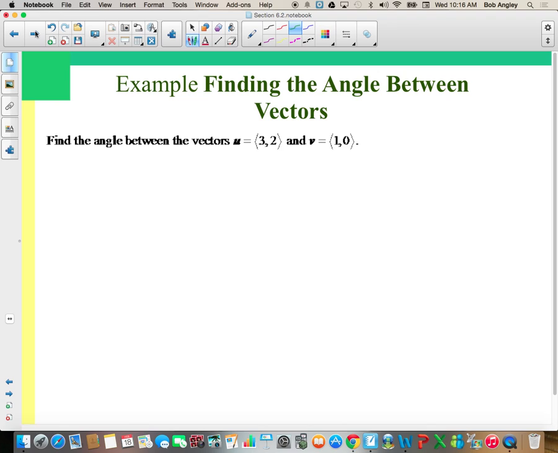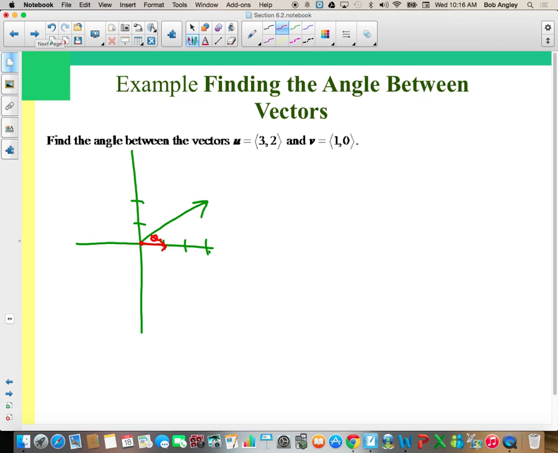All right, now on this one it says find the angle between the vectors u, which is 3, 2, and v, which is 1, 0. All right, now a visual is always a good idea for these. So if we have the vector 3, 2, then that's this vector. And then if we have the vector 1, 0, that's this vector. Now, I think you can tell that there is an angle here, and that's the theta that occurs in the formula.